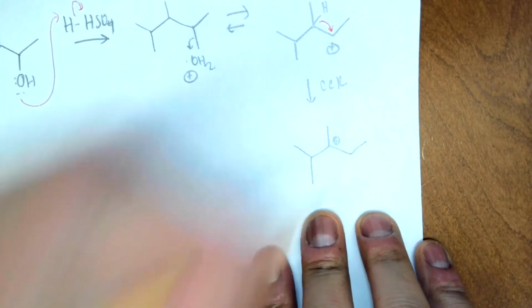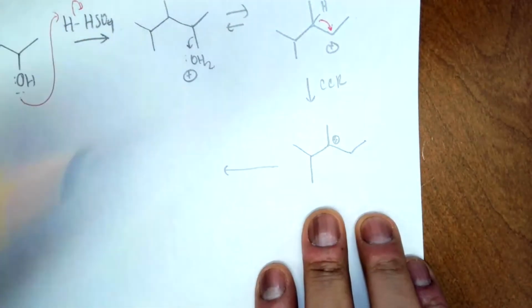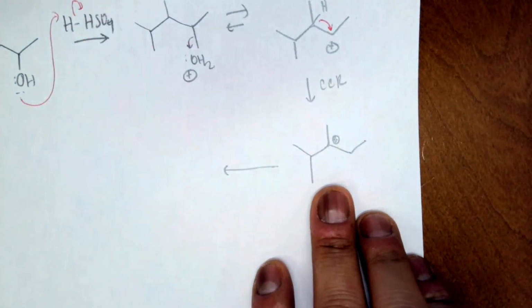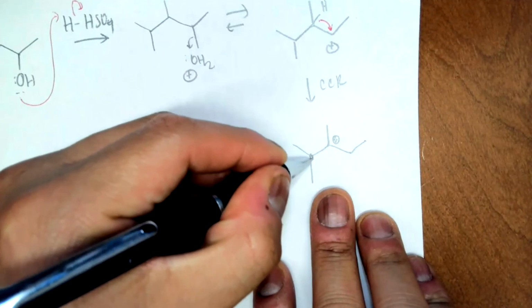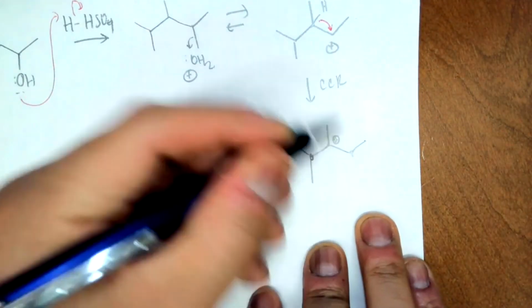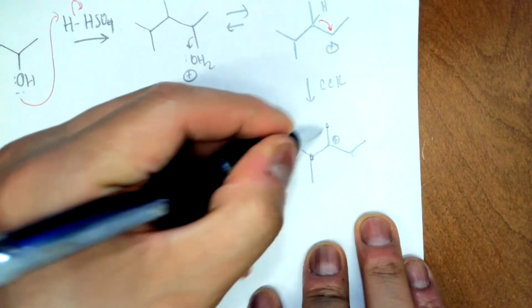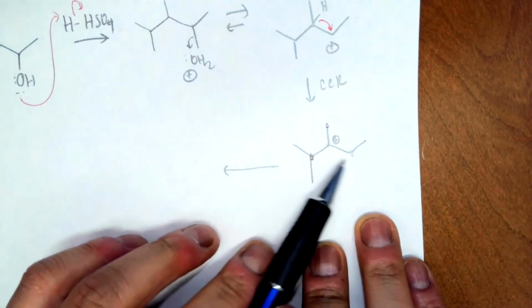Now, carbocation there. Okay, now where are my beta hydrogens? My beta hydrogens are here, here, and here. I have 3 beta hydrogens. Which one is the one that's going to be the best?